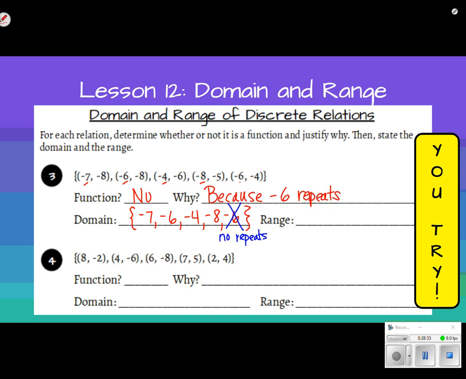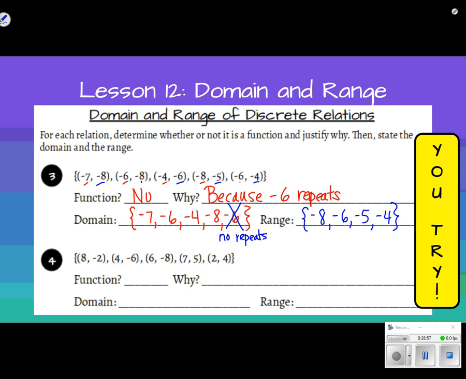All right, let's look at range. -8. We've got another -8. We're not going to put it in there again. -8, -6, -5, -4. Close up those curly braces.